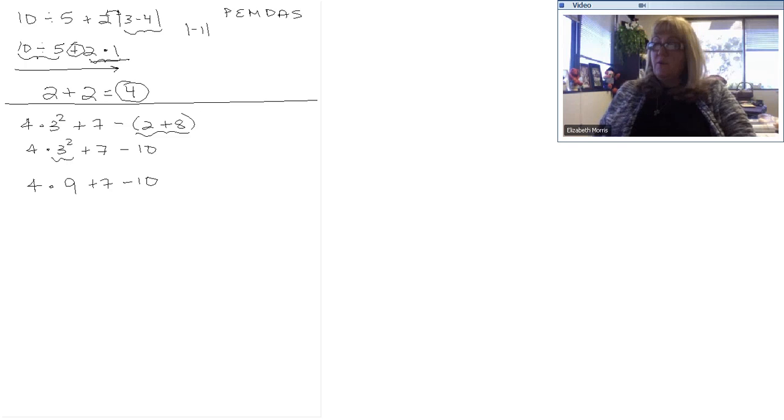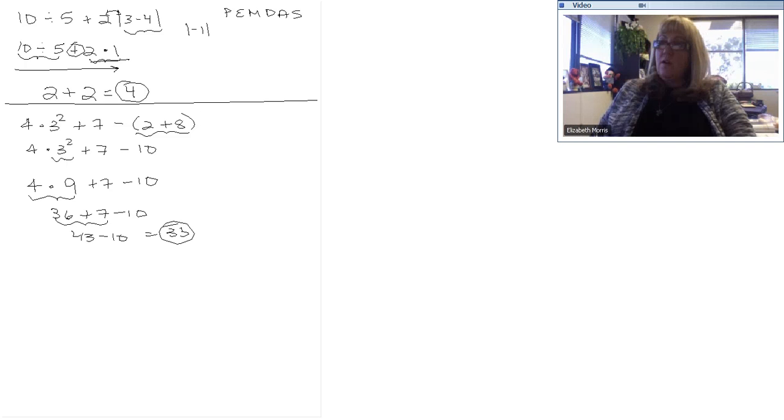What is 3 squared? 9. Now, multiplication from left to right would be just this, so 36 plus 7 minus 10. And now addition and subtraction from left to right. So the first thing we would do is 36 plus 7 right here, which is 43, and then 43 minus 10 is 33. And there's your answer. Okay? All right, let's try one more of these order of operations.